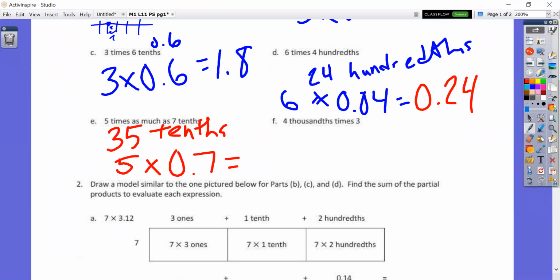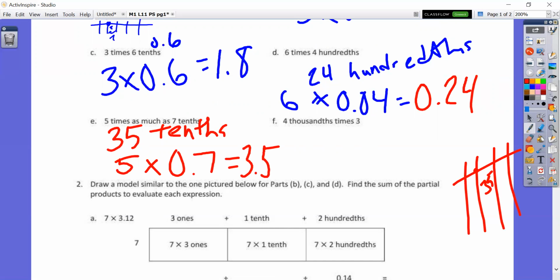0.7. And that equals 35 tenths. So again, I know my place value chart is above, but if I think about 35 in the place value chart, I need to regroup into the ones place. So it's going to be 3 and 5 tenths. Great job.